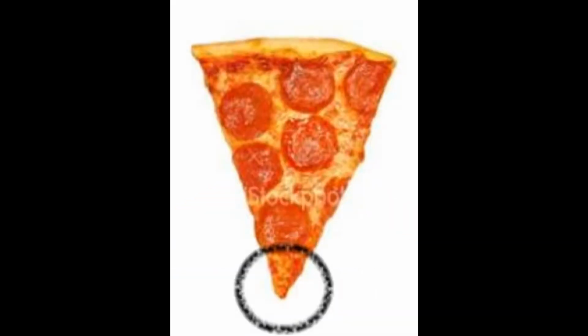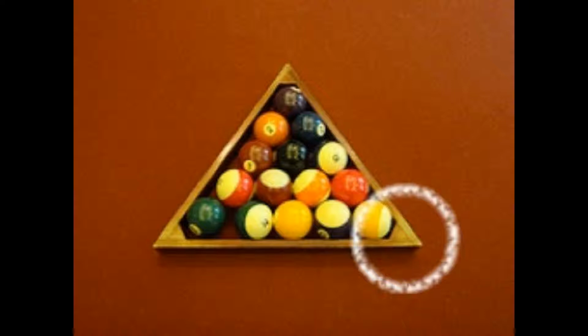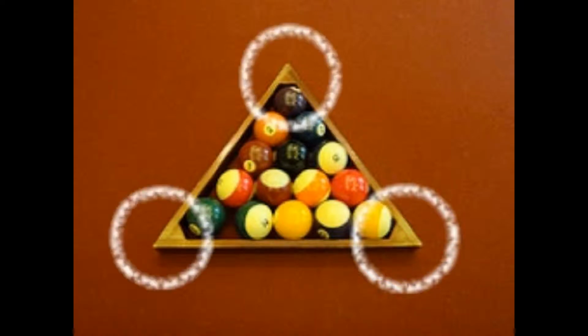Even our food has angles. The corner of this pizza is an example of an acute angle. Pool racks have not just 1 but 3 acute angles. All 3 angles are equal, making it an equilateral triangle. A television screen has 4 equal angles too, but in a television screen they are all 4 right angles.